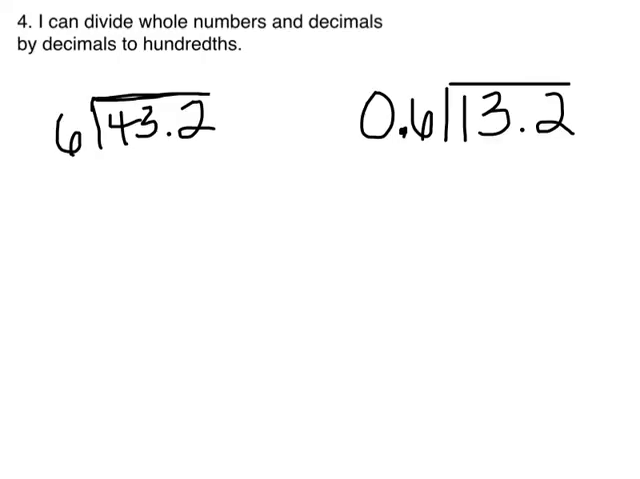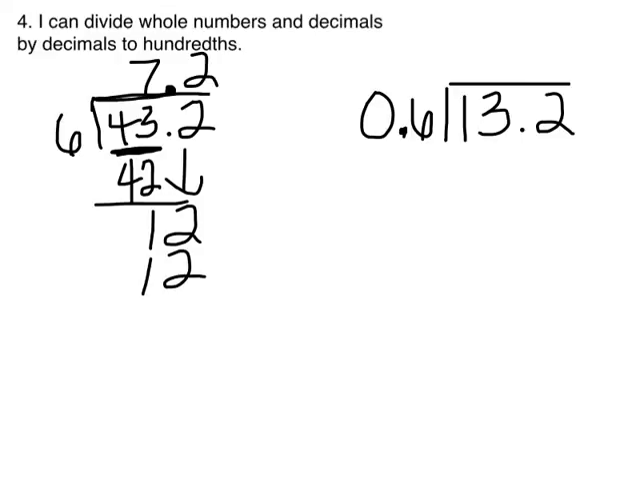Number 4, I can divide whole numbers and decimals by decimals to the hundredths. Here we have a whole number divisor, so we don't have to shift any decimals here. Here we have a decimal, we just take it on the elevator ride up and plot it into our answer. It's the same process as whole number by whole number. So can 6 go into 4? No. 6 can go into 43 7 times, and that's 42. Bring down our 2. 6 can go into 12 twice. Nice and easy, 7 2/10.